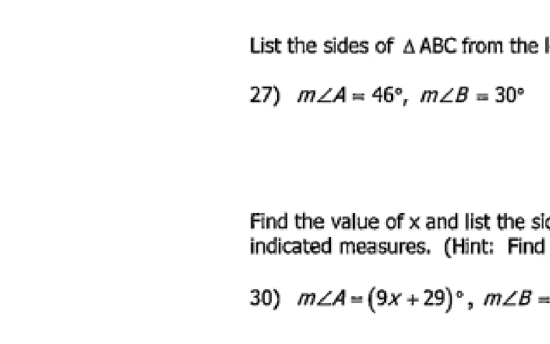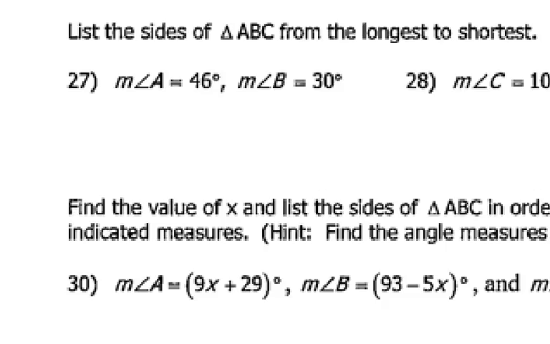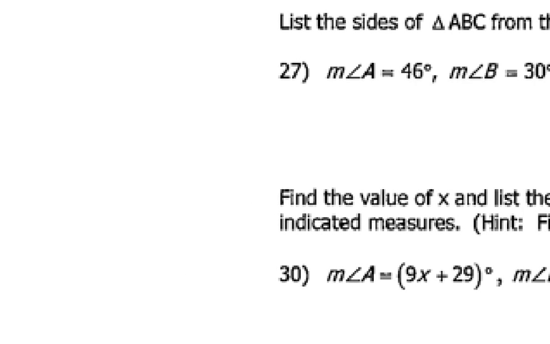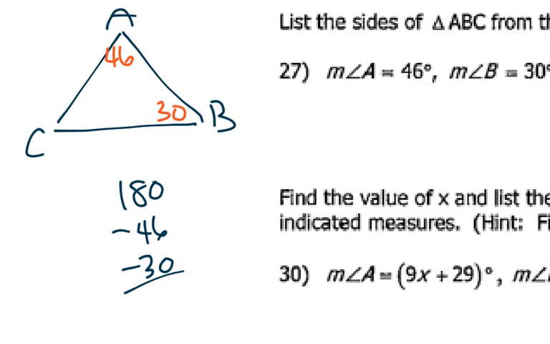Okay, moving right along. On number 27, it says list the sides of triangle ABC from longest to shortest. But they only give us 2 of the angle measures. So we have to draw the triangle for one thing. Angle A is 46. Let's fill that in. Angle B is 30. And that leaves angle C we have to actually figure out. So that means we're going to take 180 minus 46 minus 30, which leaves us with 104.